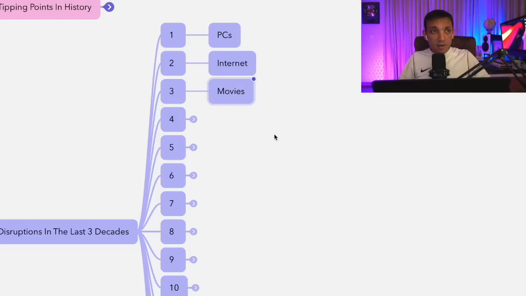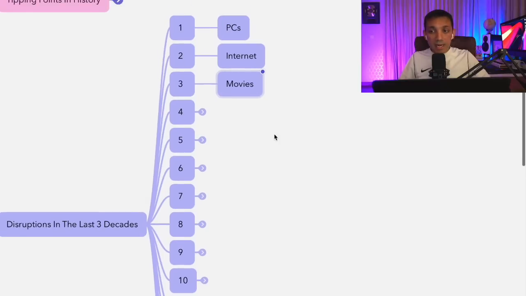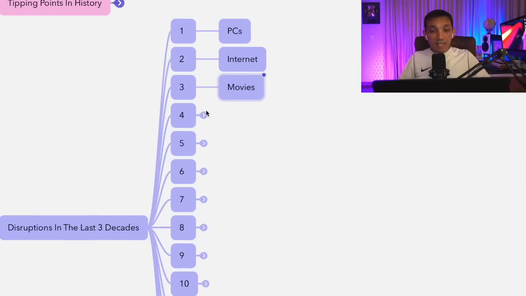Movies have been a big disruption. The way that movies are created, the way that we watch movies, everything has changed. I still remember going to big theaters during my school days. There would be 200-300 people in those theaters, and we would wait for those shows and go. Now the theaters are getting smaller, and everything's getting on demand, right? So the way that we watch movies has been disrupted.